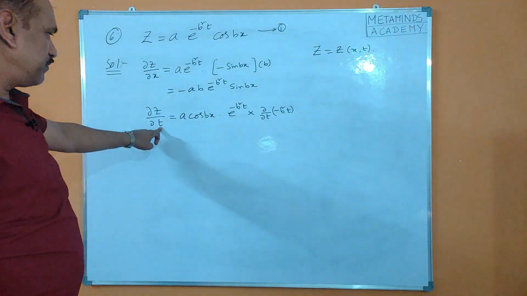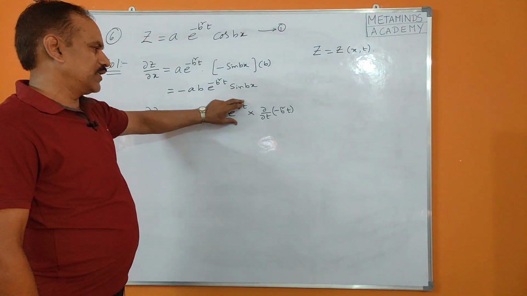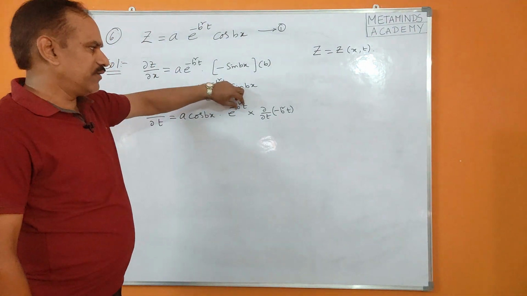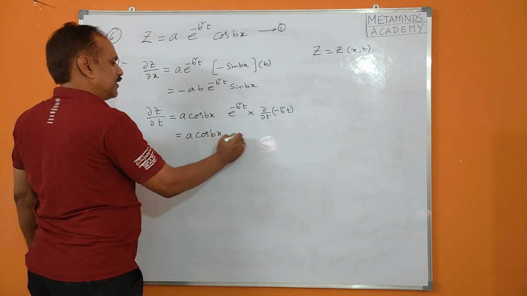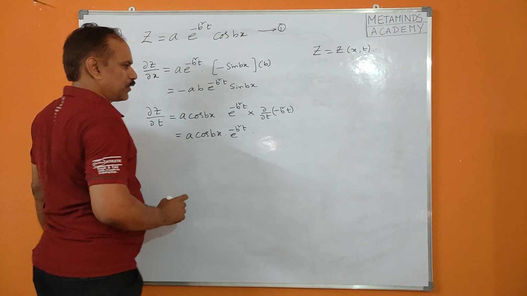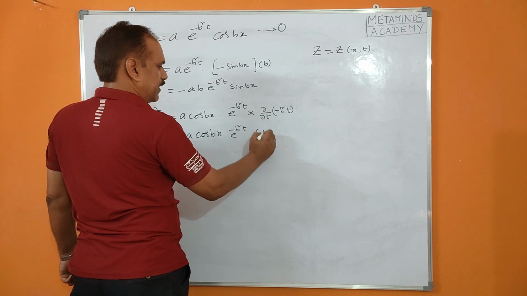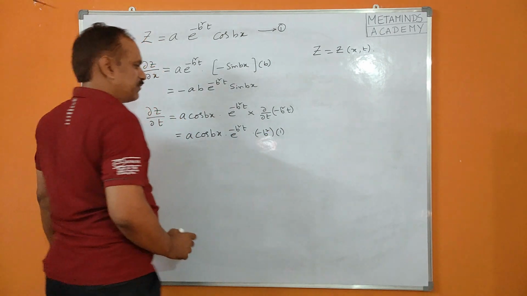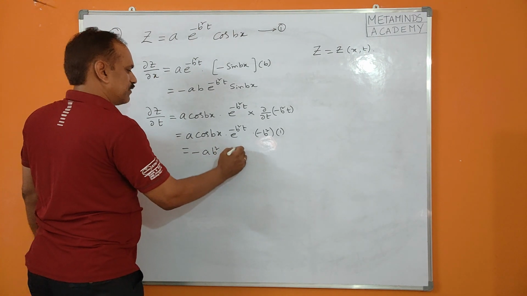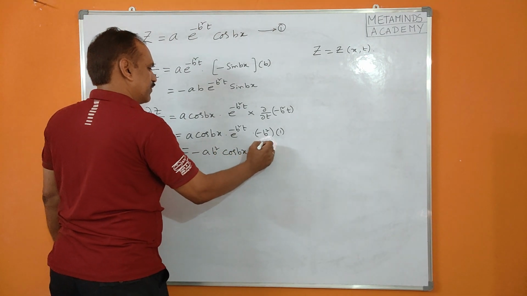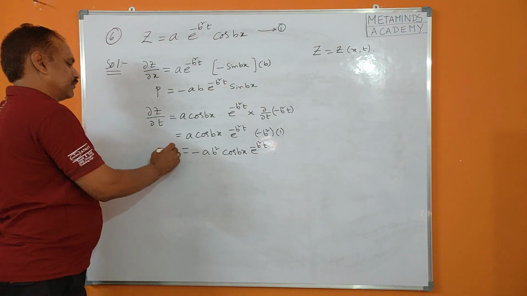Because we are differentiating with respect to t, the derivative of e power minus b square t is e power minus b square t multiplied by the derivative of the inner function. So it is a into cos bx e power minus b square t into the derivative of minus b square t with respect to t. Minus b square is constant, and derivative of t with respect to t is 1. Minus ab square cos bx e power minus b square t. So this is p, q.